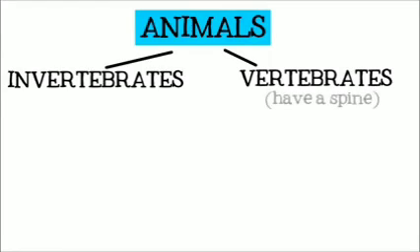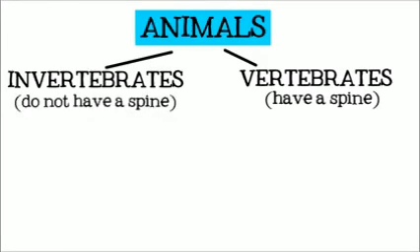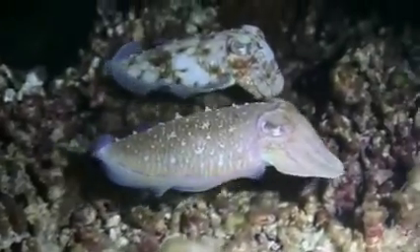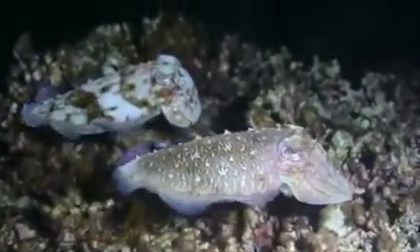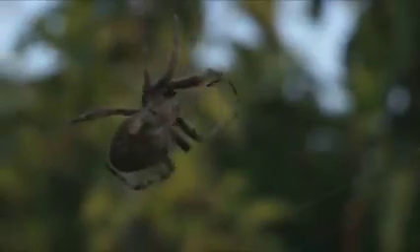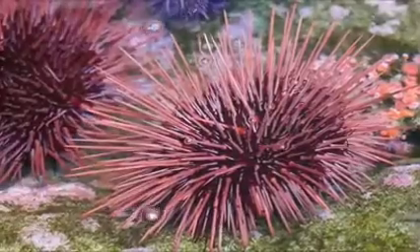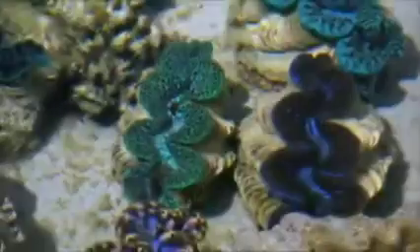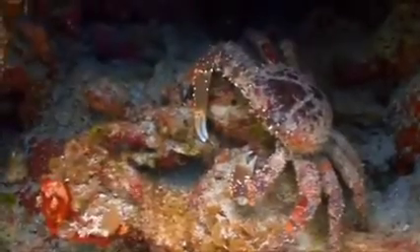Vertebrates are animals that have spines or backbones. Invertebrates are animals that do not have backbones. Most of the animals in the world are invertebrates. Some examples of invertebrates are octopus and squid, insects, arachnids, starfish and sea urchins, jellyfish, crabs and lobsters, clams, and many more creatures.